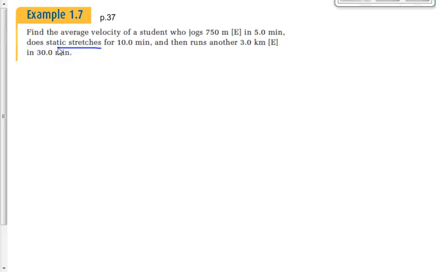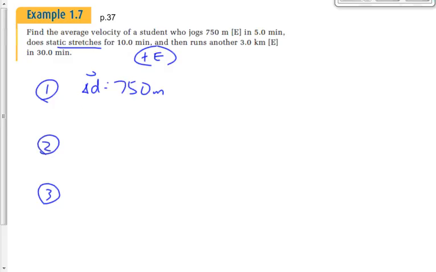Here's what I'm going to suggest you do here. Because there's 3 kind of phases to this, all with similar givens, not necessarily similar givens in terms of the values, but similar givens in terms of what variables we have given to us, it probably makes sense to separate the givens into 3 stages. In the first stage, we're going to say the displacement is 750 meters, and the time is 5 minutes.